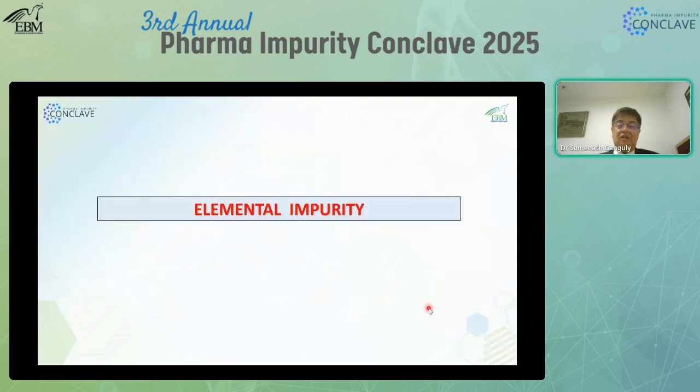So now come to the last part: the elemental impurities, which is ICH Q3D.